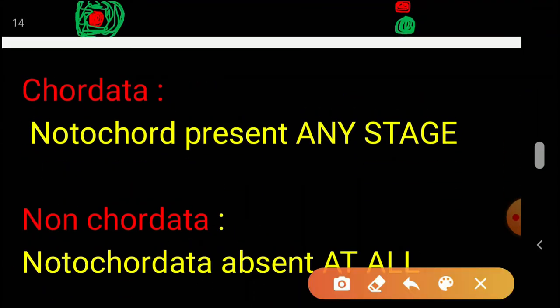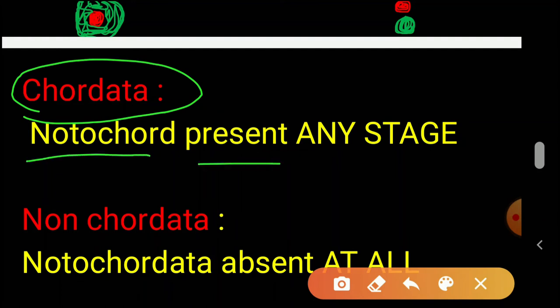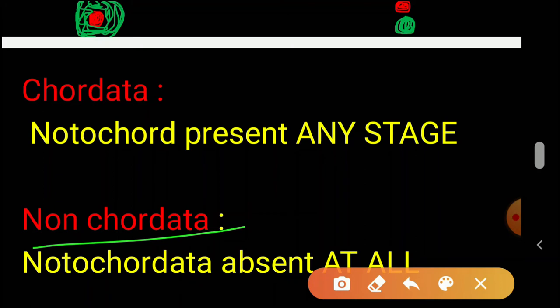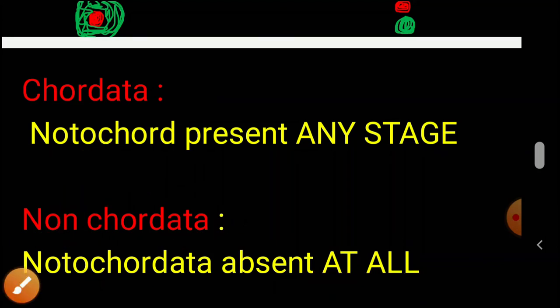Now the next criterion we are going to consider is chordata. Some organisms are called chordata based on the notochord if it is present at any stage. It may be before birth or after birth. If notochord is present, then that organism is called chordata. If notochord is absent, then it is called non-chordata. At any stage, if notochord is present, it is called chordata. If it is absent, it is called non-chordates.